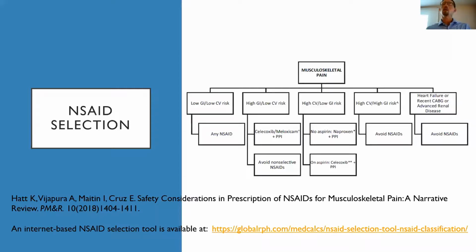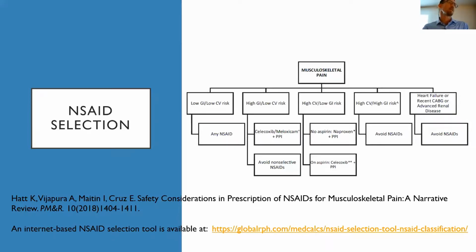Now, ironically, the other COX-2, the first one that came out, Vioxx, that we talked about, had a much elevated cardiovascular risk. So just the fact that Celebrex is COX-2 doesn't mean that's why it's safer for the heart. Vioxx was shown to be worse in terms of cardiovascular risk. For your patients with both high cardiovascular and high GI risk, you should probably avoid NSAIDs. And definitely in patients with heart failure, recent bypass, or advanced renal disease, as I'm sure you well know, you want to avoid NSAIDs. So I think this is helpful.